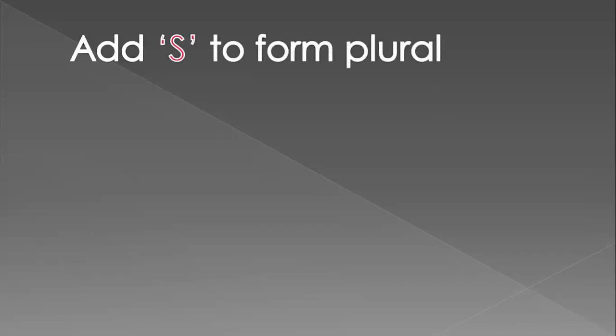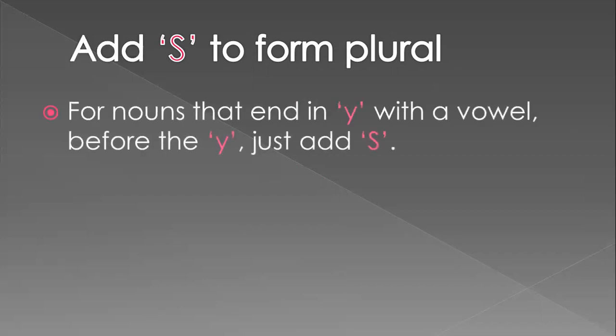Next, add s to form plural. At the very beginning, I explained that the base form of pluralization is by adding s. But here, you will figure out that there is a small difference between that rule and this rule. Here also, to make the plural form, we add s, but this is different from the very first rule. In this case, for nouns that end in y with a vowel before the y, to make the plural form, we just add s. Even though the noun ends with y, if there is a vowel before the y, you just add s.